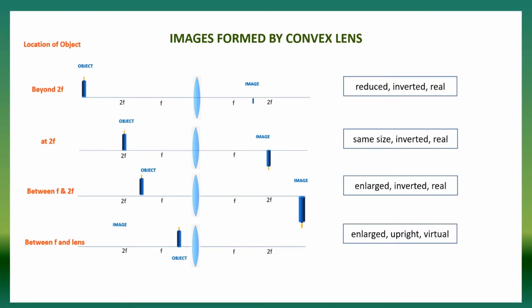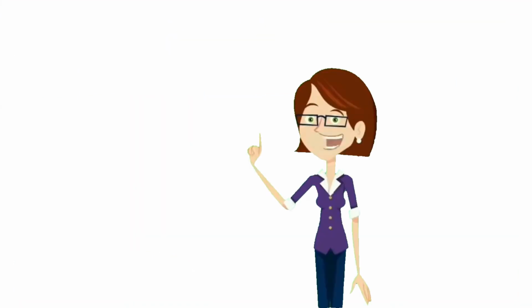But in the last procedure, when the object was placed between F and the lens, no image was seen on the screen. It's because the image was formed on the same side of the lens as the object. This image is called virtual image. Did you get all the right answers in the activity? Very good! And for doing such a great job, you will receive this one.